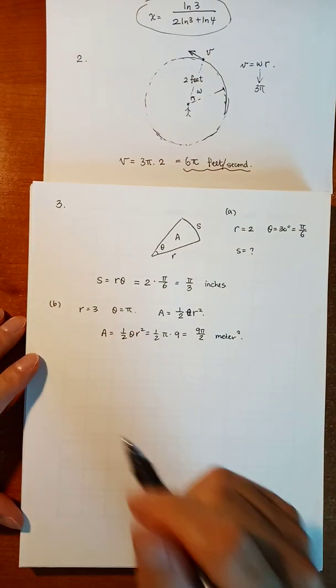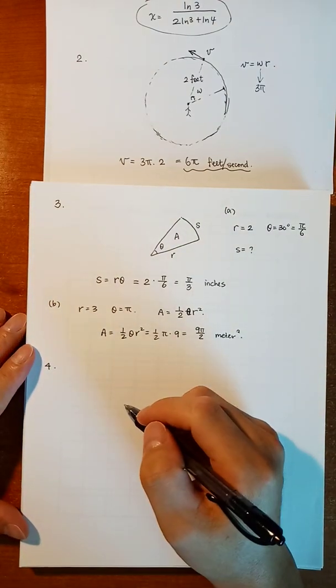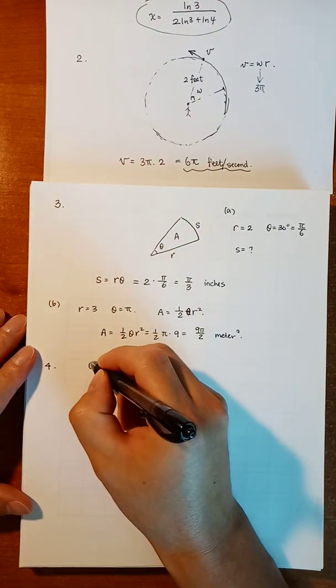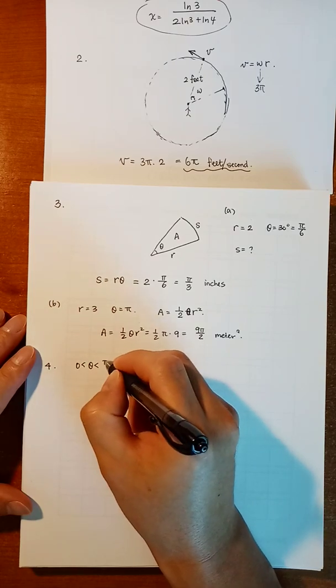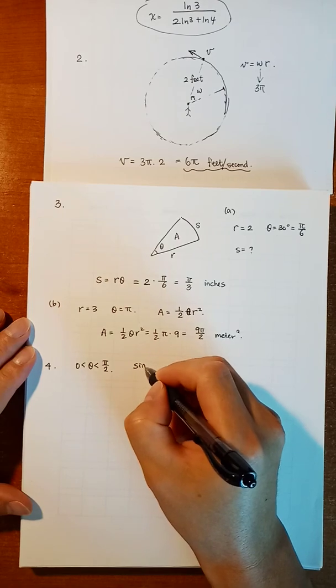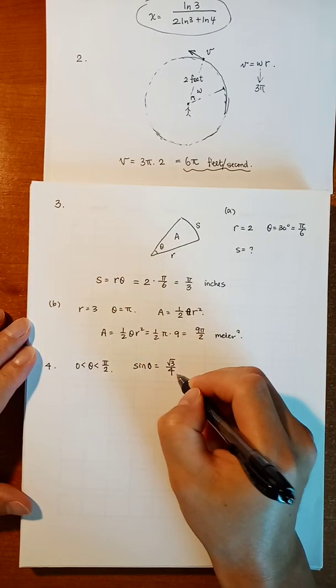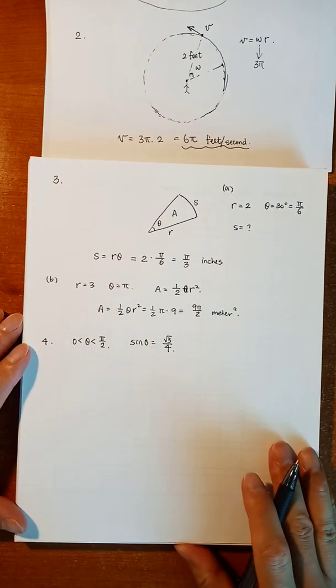Okay, problem 4. Problem 4, we have an angle theta between 0 and pi over 2. And we know sine theta is square root of 3 over 4. We're looking for secant theta.